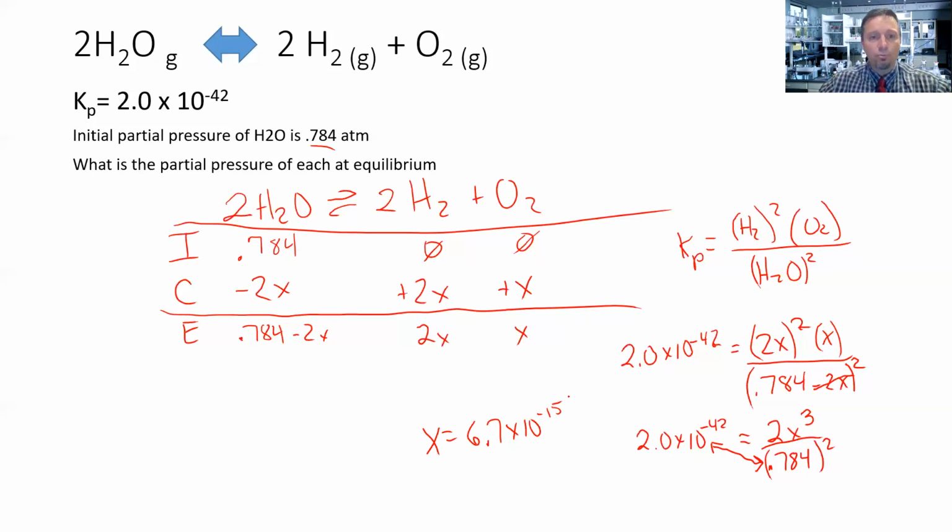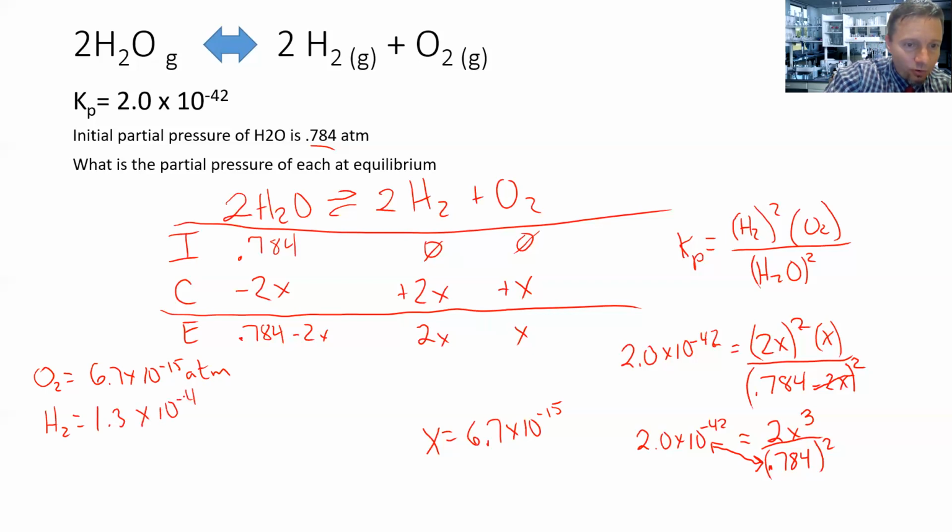So now let's get the partial pressures of each of these. So O2, and O2 is just x, as you can see here. So O2 is 6.7 times 10 to the negative 15 atmospheres. H2 equals, and it's 2 times x. So I'm going to multiply that, 6.7 e to the negative 15 times 2. So I'm going to get 1.3 times 10 to the negative 14 atmospheres.